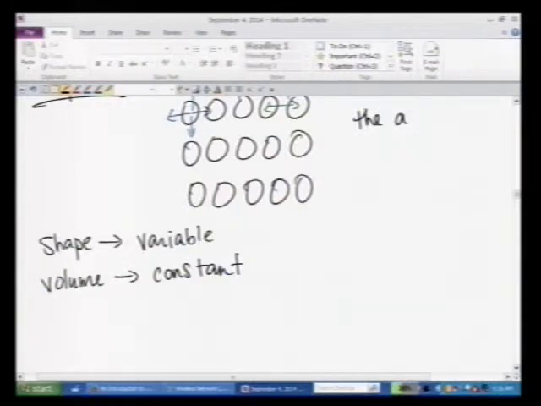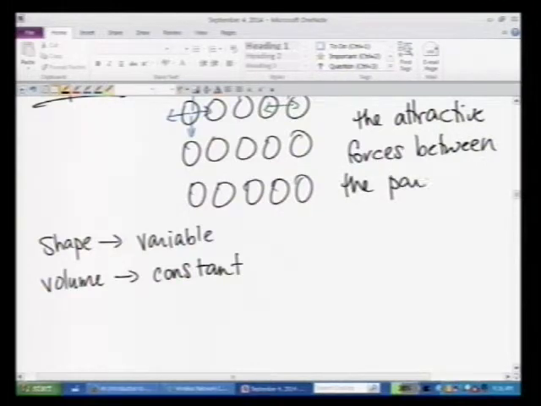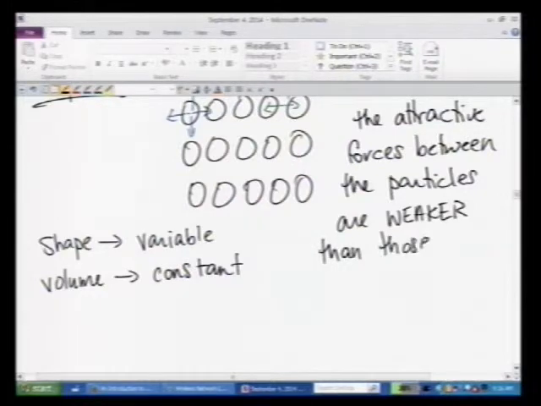the attractive forces between the particles, now, are they stronger or weaker than a solid? Weaker. The attractive forces between the particles are weaker than those in a solid.